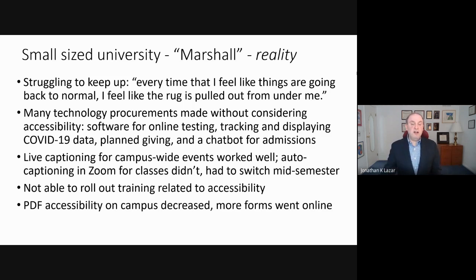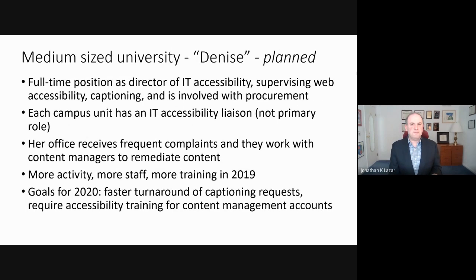And next, we're going to move on to the medium-sized university, the one that's around 20,000. So 20,000 students, that's considered about a medium-sized university. And the director of IT accessibility at the medium-sized university, we're going to call Denise. And unlike Marshall at the small university, Denise actually has IT accessibility as a full-time job. She is the director of IT accessibility. That's a full-time job. She doesn't have other responsibilities.